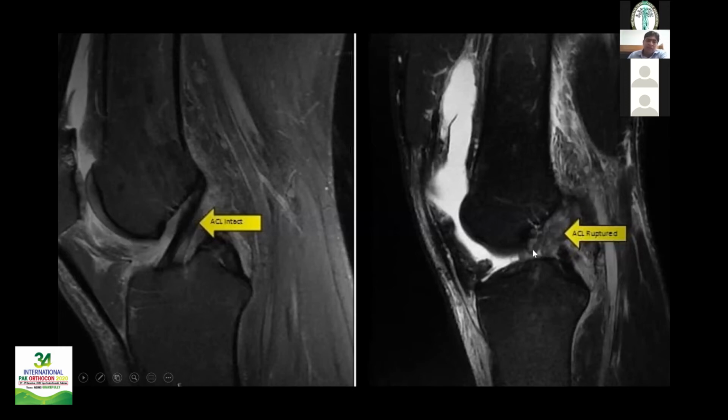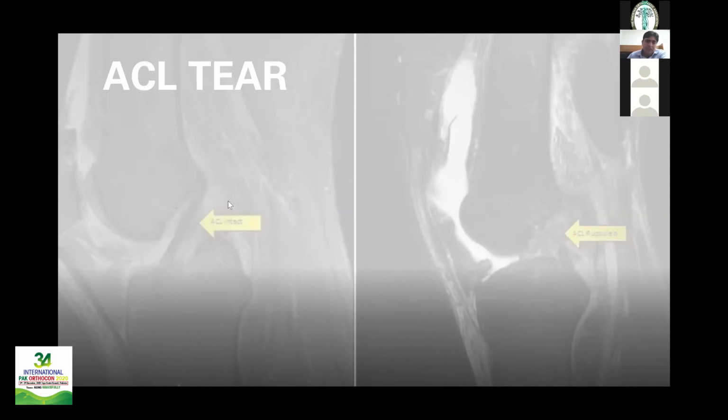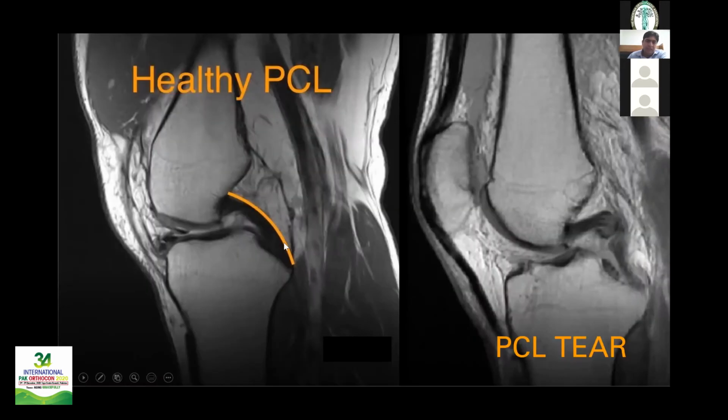But here you do not see the anterior cruciate ligament, and it was a complete tear of the ACL. So complete ACL tear. This is the normal PCL ligament, which has a curvilinear course, but here you can see that there is buckling and there is tear of the posterior cruciate ligament.